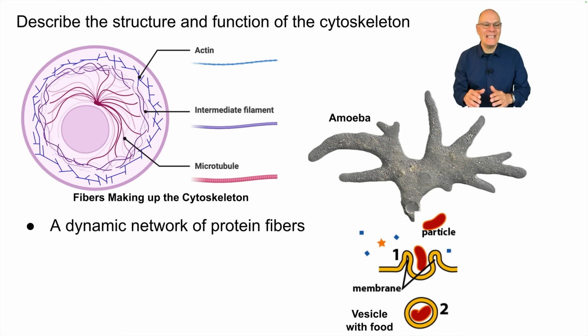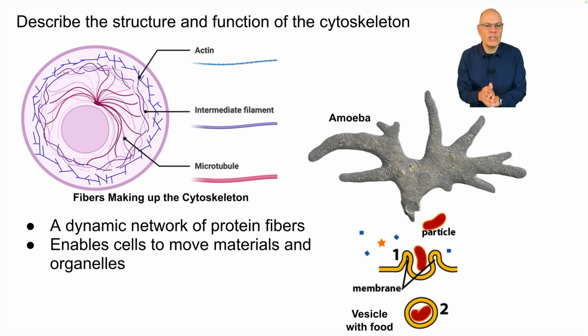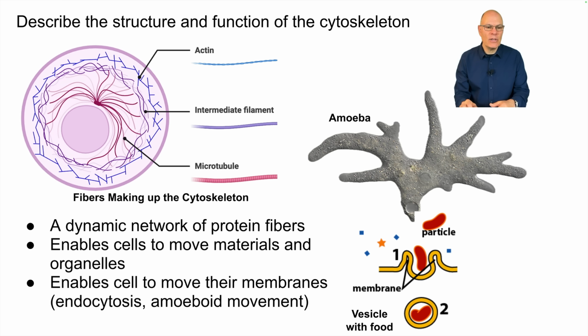The cytoskeleton is a dynamic network of protein fibers, and those fibers make up the bones, the skeleton of the cell. In the same way as our skeleton, our bones working with muscles enables us to move, the cytoskeleton is a dynamic network that enables the cell to move both internally, so it enables cells to move materials and organelles within themselves, and it also enables the cell to move their membrane so that they can do things like endocytosis, where cells can engulf things by moving their membrane, or also moving their entire bodies.